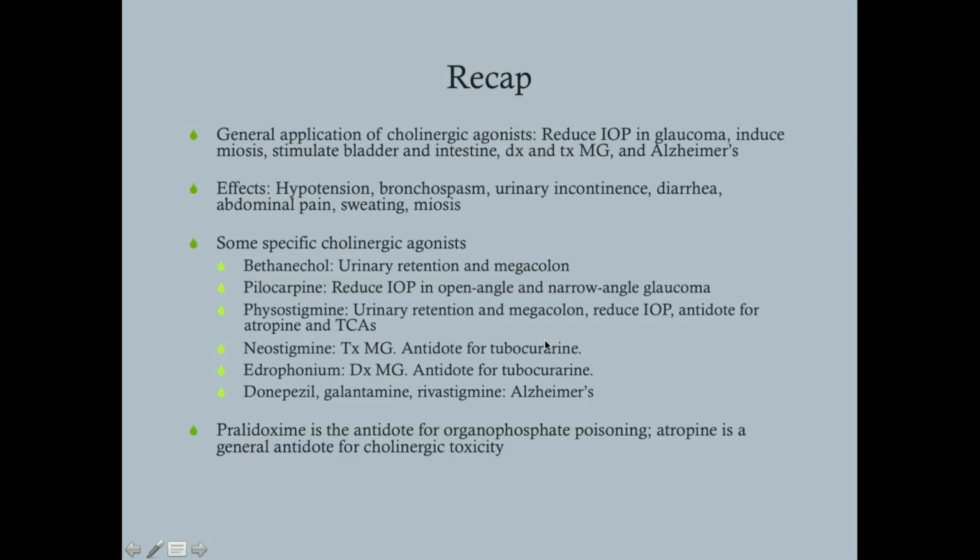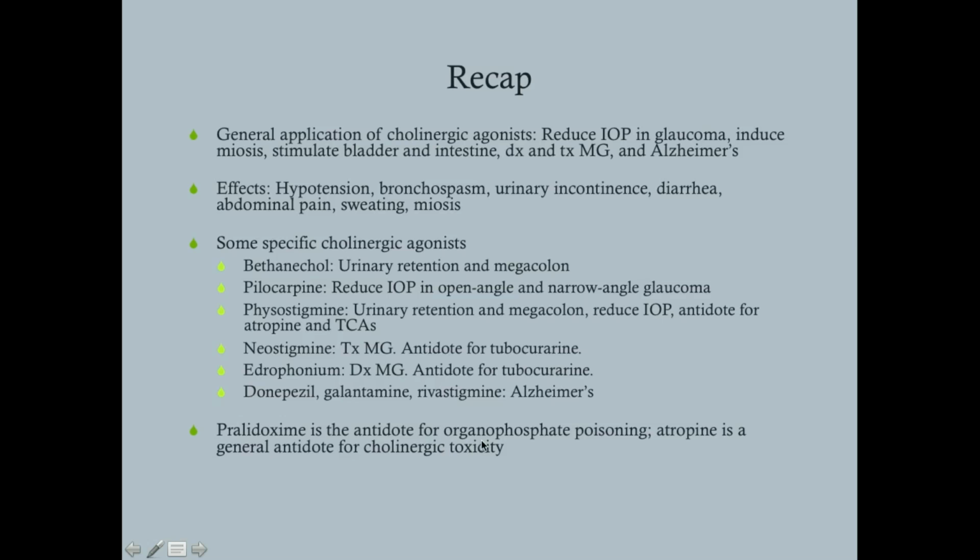Neostigmine is used in the treatment of myasthenia gravis. It's also an antidote for tubocurarine. Edrophonium is used for the diagnosis of myasthenia gravis because of its very short half-life, and it can also be used as an antidote for tubocurarine. Donepezil, galantamine, and rivastigmine are very important medications in the treatment of Alzheimer's, although they only treat the symptoms, they do not treat the course of the disease.